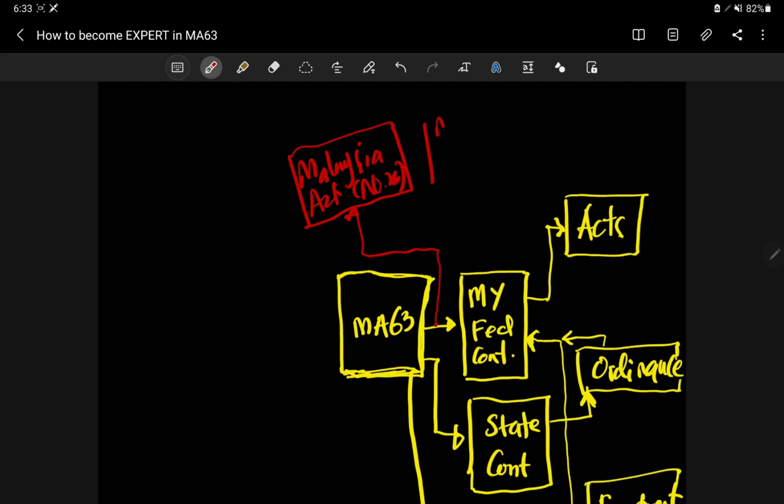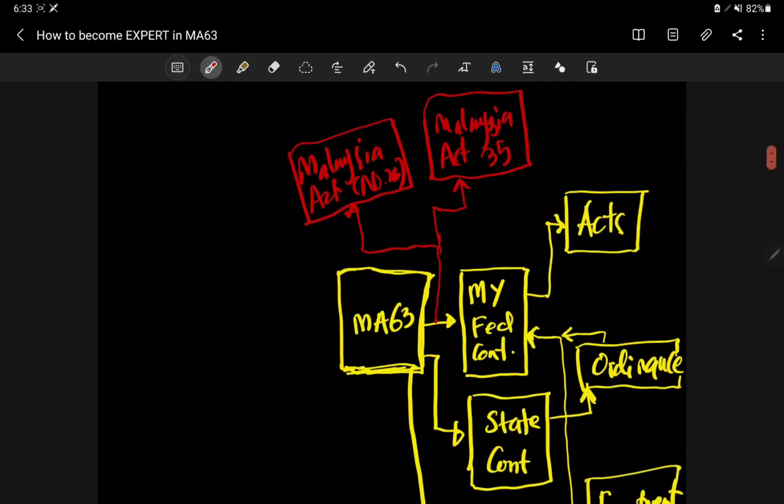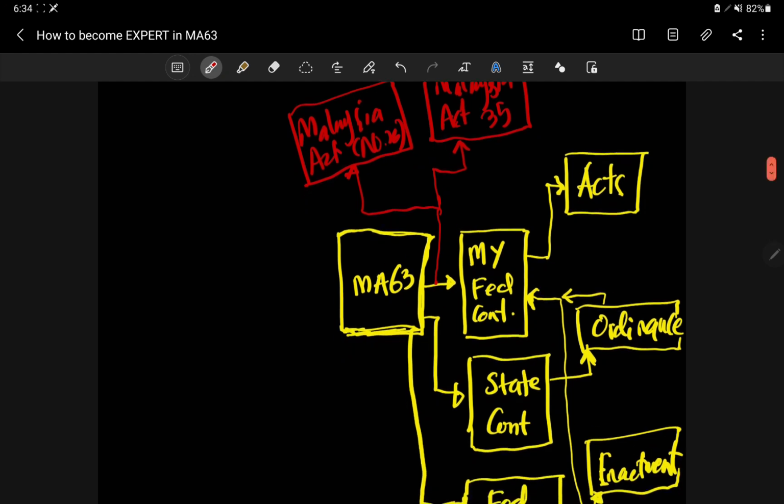Okay, there is another act. We call it the Malaysia Act Chapter 35. This Malaysia Act Chapter 35 is passed by the Parliament of the British, which transfers the sovereignty of Sabah and Sarawak to Malaysia. So the Malaysia Act Chapter 35 is in between the Malaysia Agreement 1963 and the Federal Constitution, so that the Federal Constitution will have the force of law. Both of these acts you can read, and they are very important documents as well.